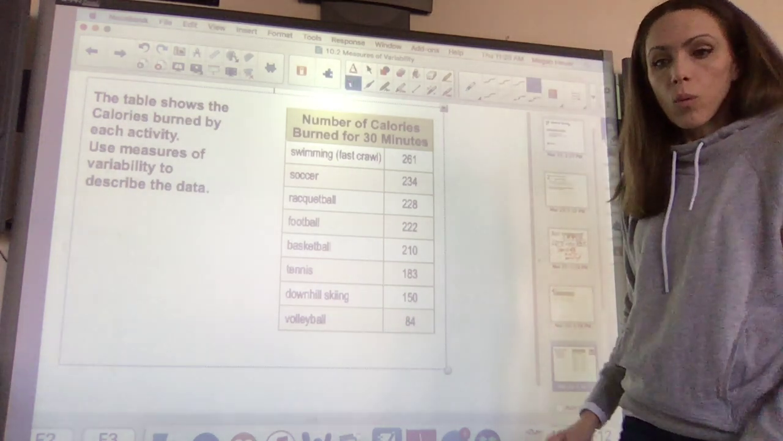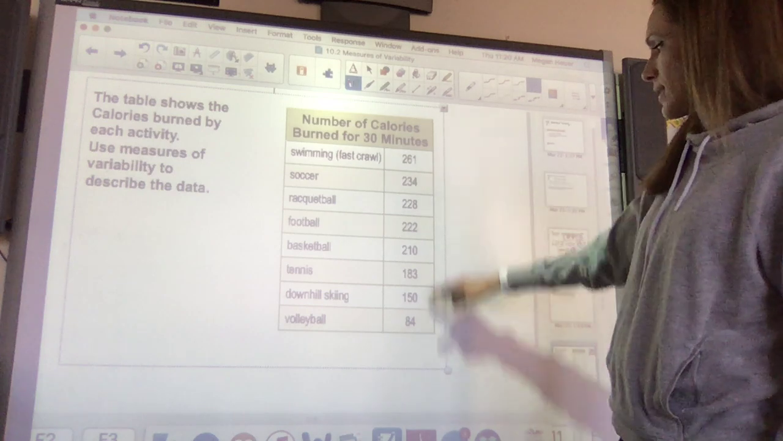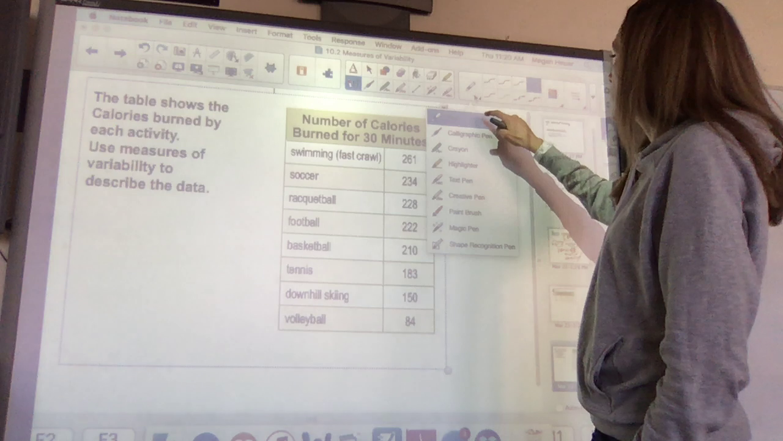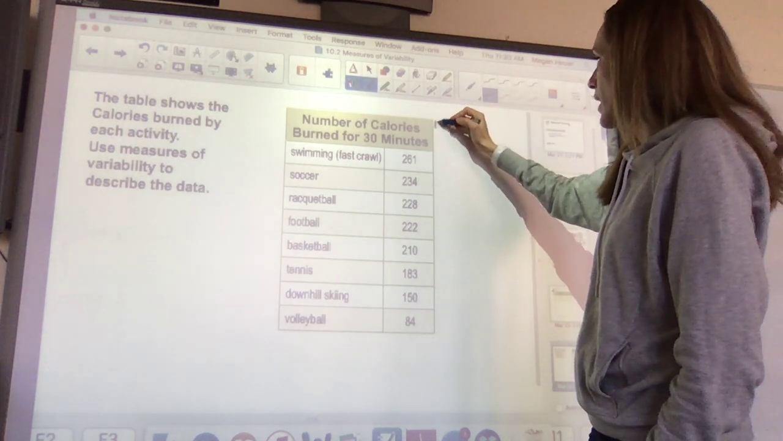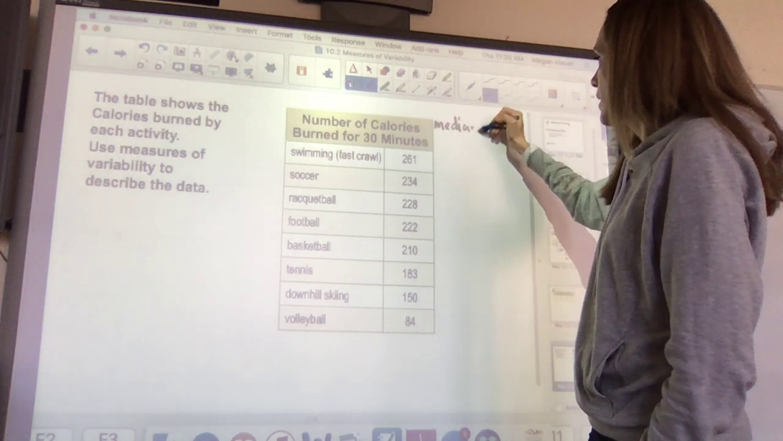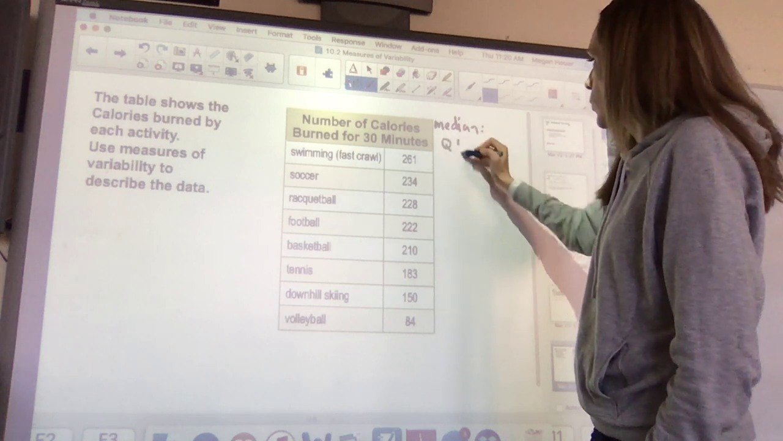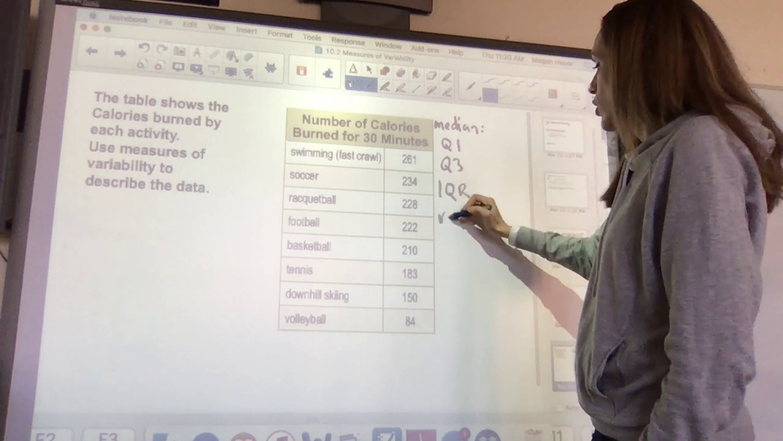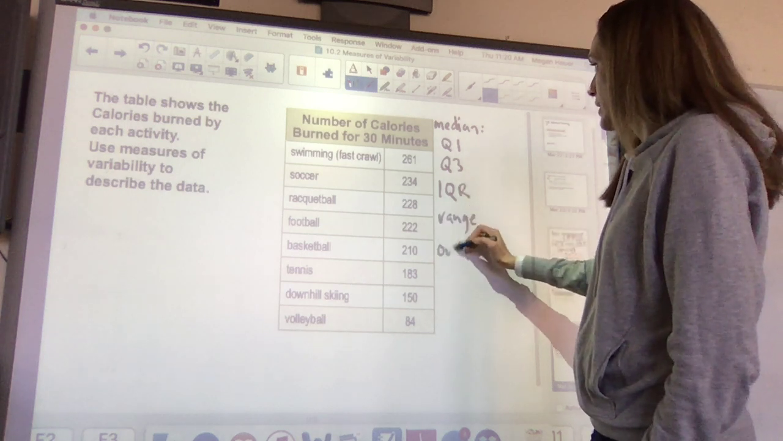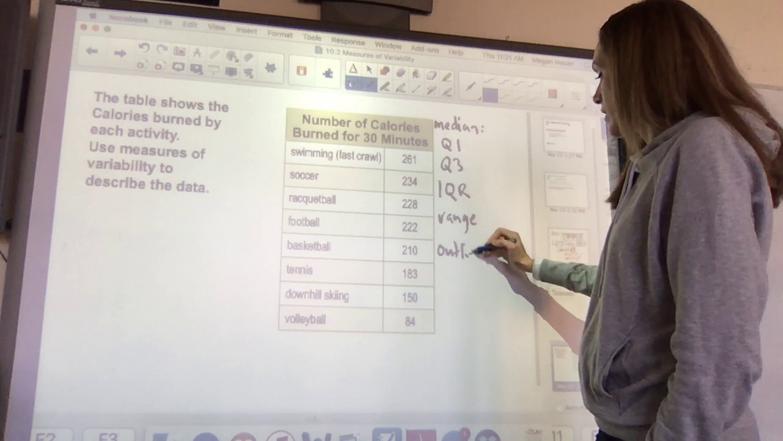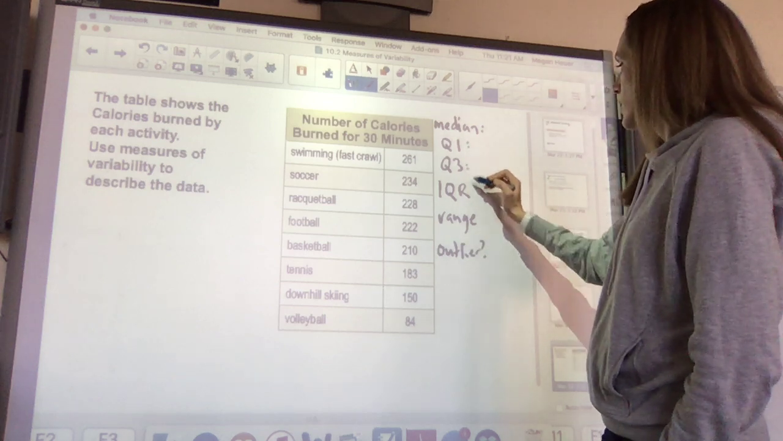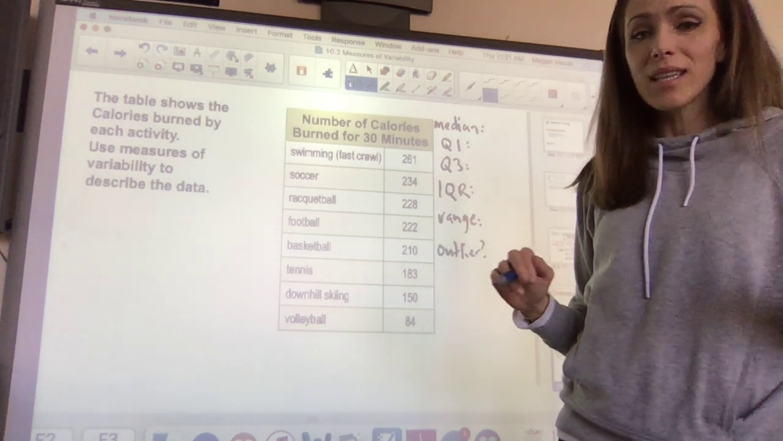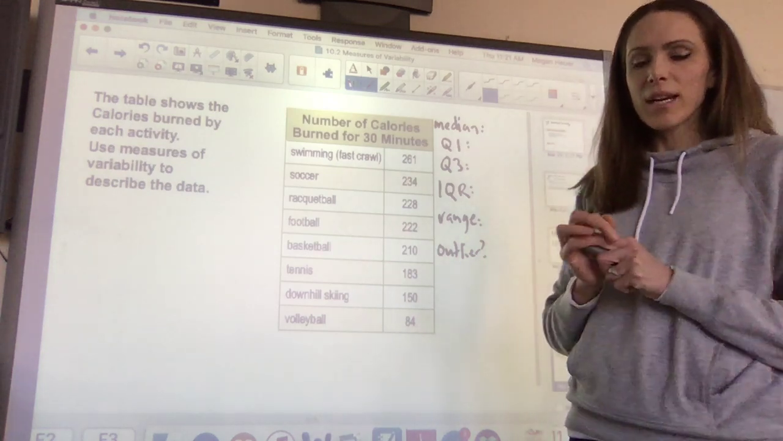So the first thing we want to do is organize them from least to greatest. So I'm going to do that first. And then from there we're going to find the median. We're going to find Q1, Q3, interquartile range, and is there an outlier? Okay, so we're going to find each of those. If you want to, you can pause it, well, don't pause it yet because this one's a little bit different. So you're going to get to practice this in a minute.